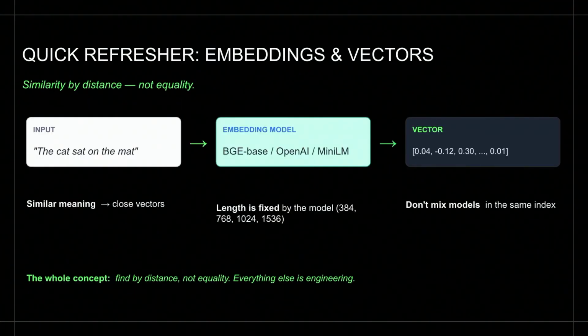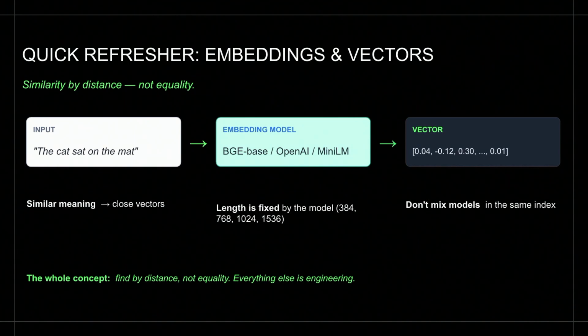Similar idea, just a different example. You take the input, the cat sat on the mat, you embed that with either BGE base or OpenAI or MiniLM, depending on whichever embedding model you want to use. You embed that and then you convert that into a vector. Now, three things that you need to remember here. First, if this query has similar meaning, it will have close vectors, or if the product has similar meaning, it will have close vectors.